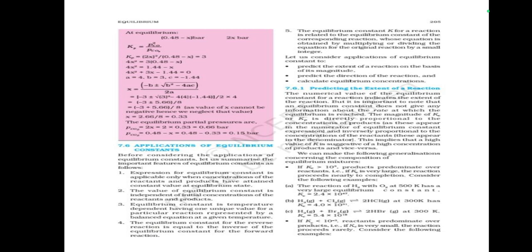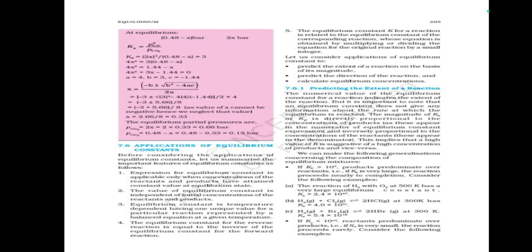Now x is equal to minus b plus or minus the square root of b squared minus 4ac, upon 2a. The equilibrium partial pressure of CO is equal to 2x, which is 2 into 0.33, equal to 0.66 bar. P_CO2 is equal to 0.48 minus x, which is 0.48 minus 0.33, equal to 0.15 bar.